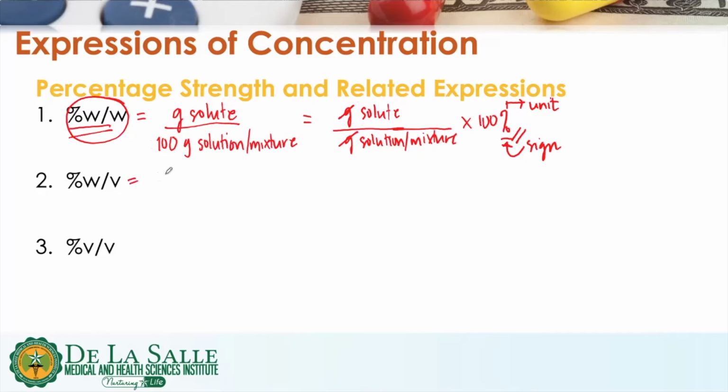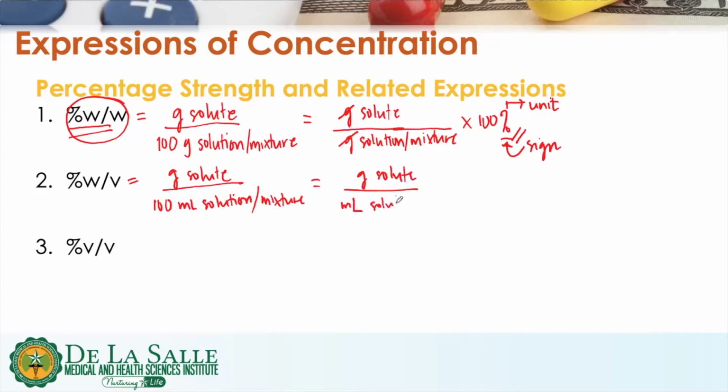Now, percent weight in volume, or percent weight per volume, is basically the grams, or the weight, of the solute per 100 milliliters of the solution, or, in terms of semi-solid substances, the mixture. For example, in lotions. It also means the weight of the solute per milliliters of the solution or mixture times 100%.